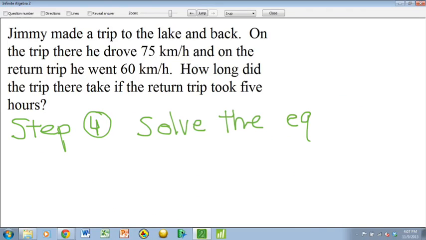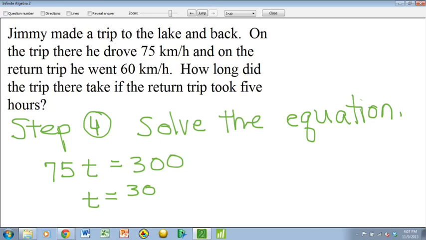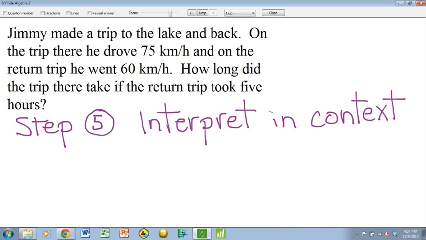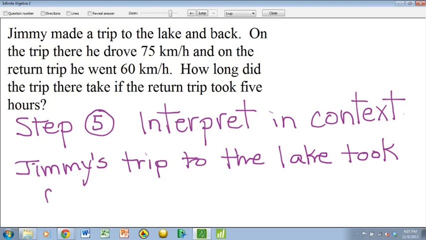Step 4 lets us do that. We're solving it. 75t equals 300 solves to be t equals 4. But we're not done, because t equals 4 is just a number, and we need to put it back in context. So step 5 lets us do that. Interpret in context. The 4 means that it took him 4 hours. So we can write Jimmy's trip to the lake took 4 hours. Now there's more than one way to write that, but you should at least put the unit label on 4 hours if you're going to answer your question in context.